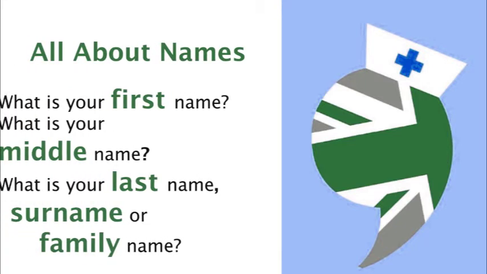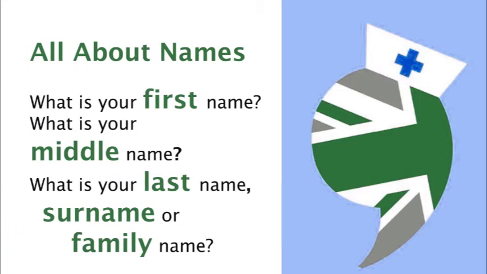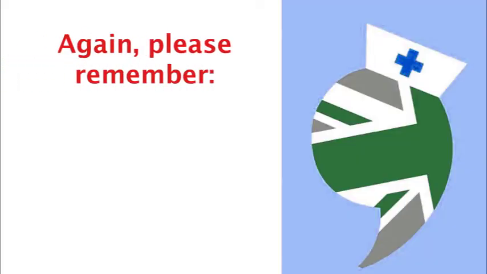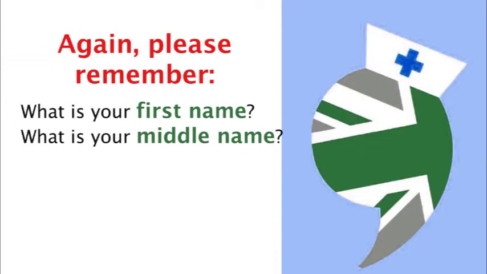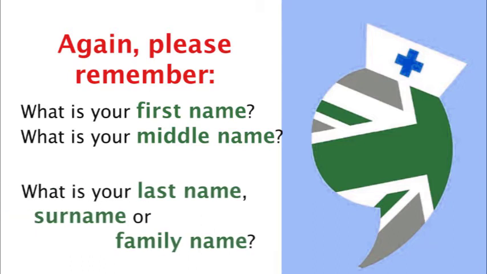What is your name? What is your first name? What is your middle name? What is your last name? Or your surname? Or your family name? This is a question is all about names. First name, in my case, it's Sabine. Last name, surname, or family name is Togler. Unfortunately, or fortunately, I don't have a middle name, but a middle name could be Sophie, Laura, Charlotte.